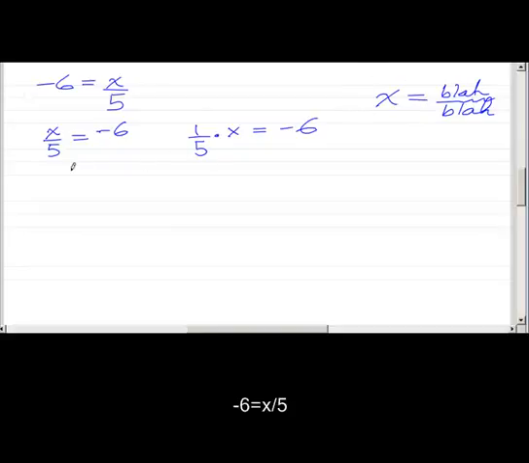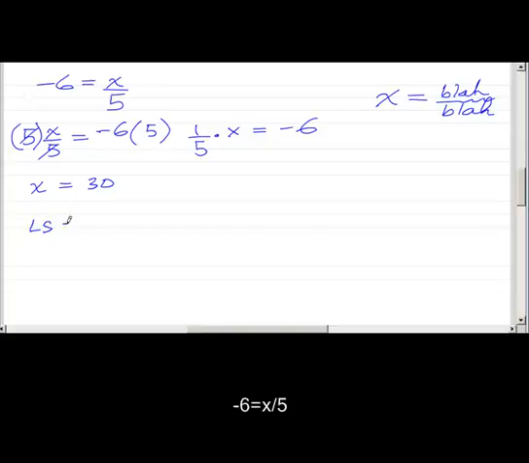So what we're going to continue to do here, we have a 5 here, and if we multiply this side by 5, as long as we do the same thing to that, we maintain the integrity of the equation. And we can cancel this out. We get left alone x equals negative 6 times 5 is negative 30. Simple one, but it's always good to check.